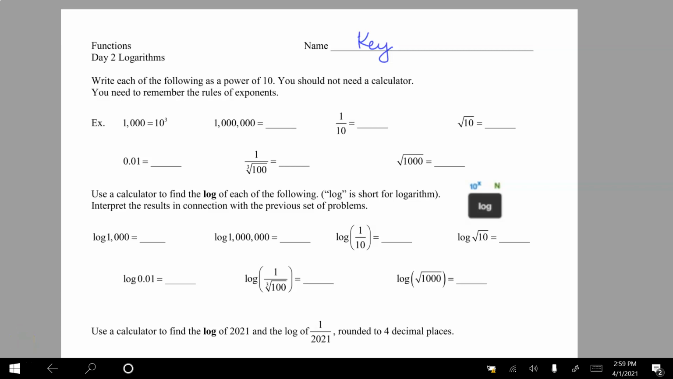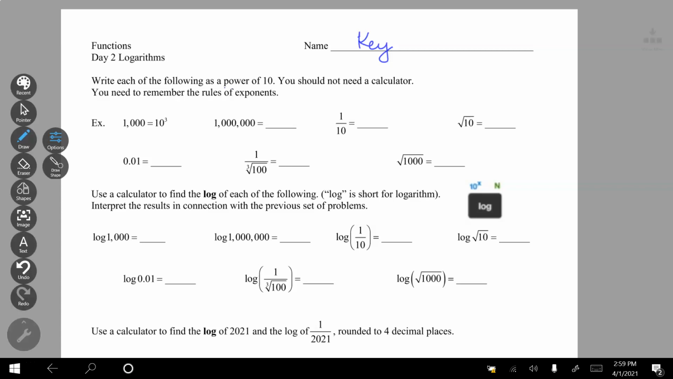Welcome to day 2 logarithms, and we're going to really use those rules of exponents from last class to talk about something called logarithms. But before we go into that, let's look at all these examples and let's figure how we could rewrite each of these numbers as a power of 10. So as you can see, 1,000 is 10 to the third.